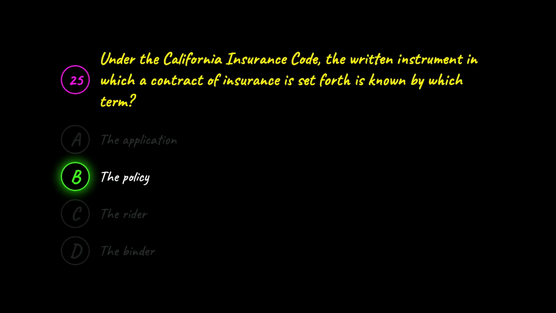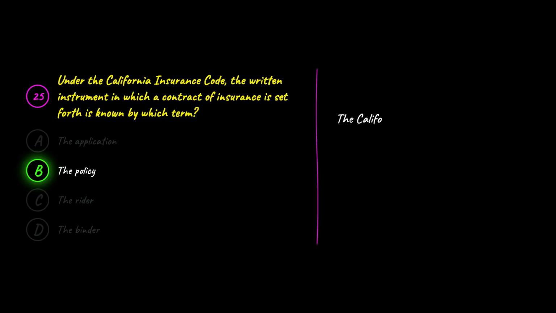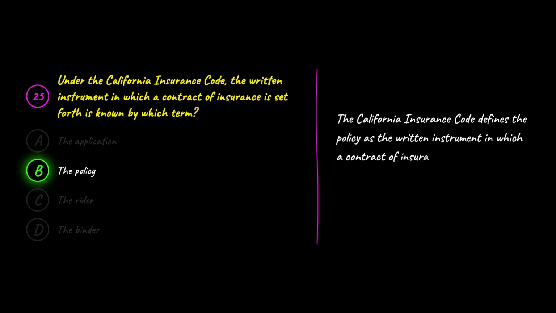The correct answer is B. The policy. B is correct because the California Insurance Code defines the policy as the written instrument in which a contract of insurance is set forth. The policy is the document that records the agreement.